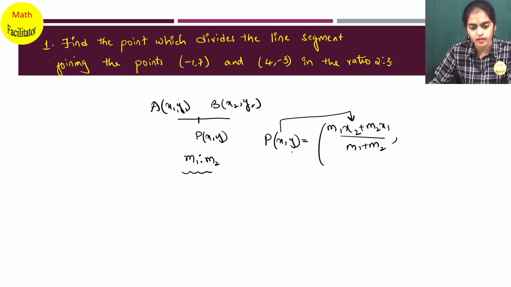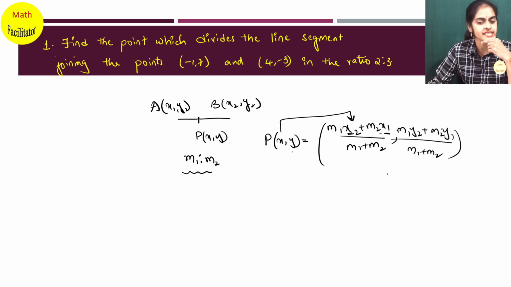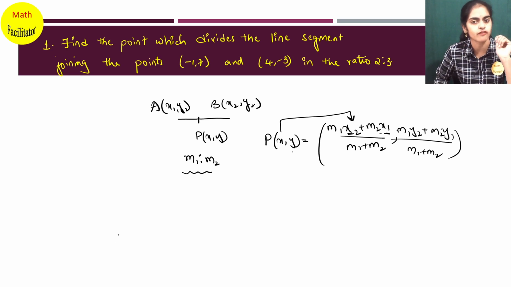And for the y coordinate, what will you do? Simply replace x2 with y2 and x1 with y1. So this will become m1 y2 plus m2 y1 divided by m1 plus m2. This is how you can remember the formula: m1 x2 plus m2 x1 by m1 plus m2, and for the y coordinate, m1 y2 plus m2 y1 by m1 plus m2.